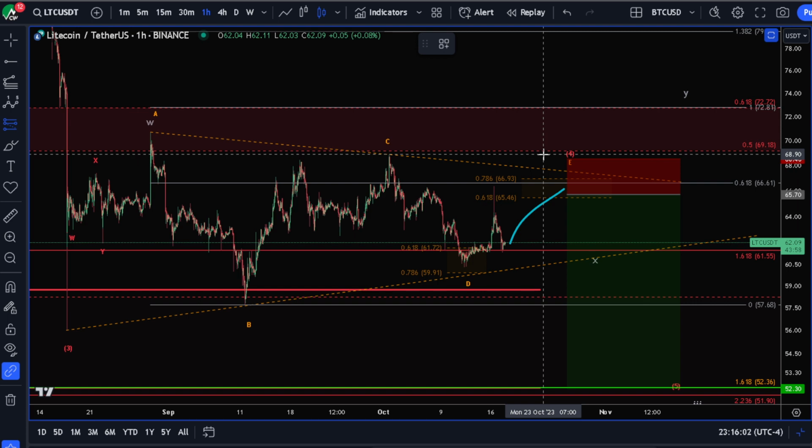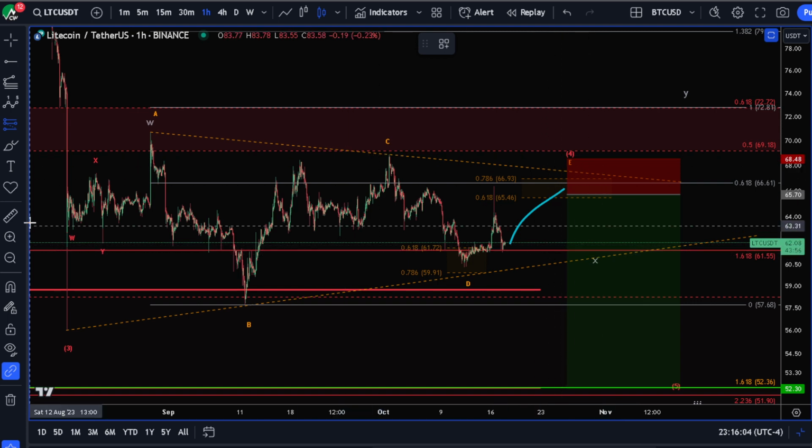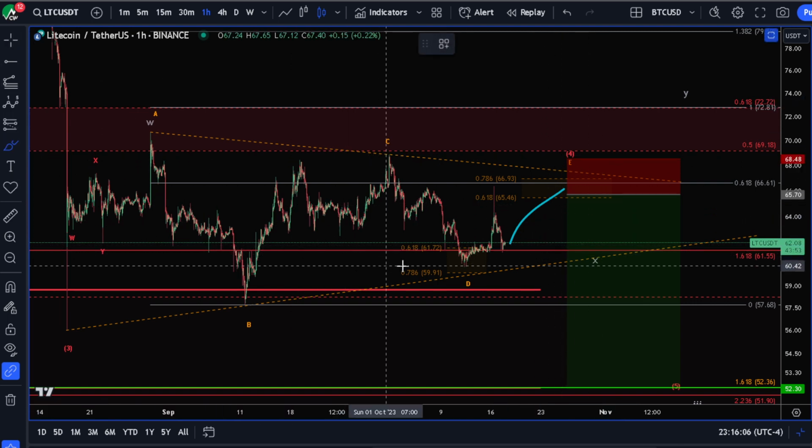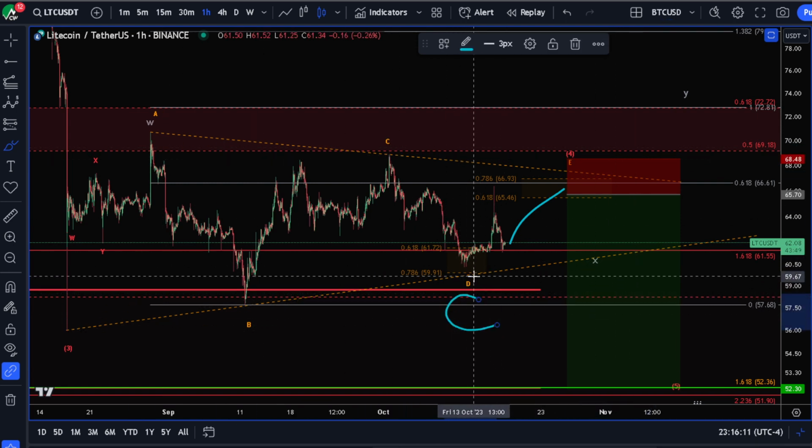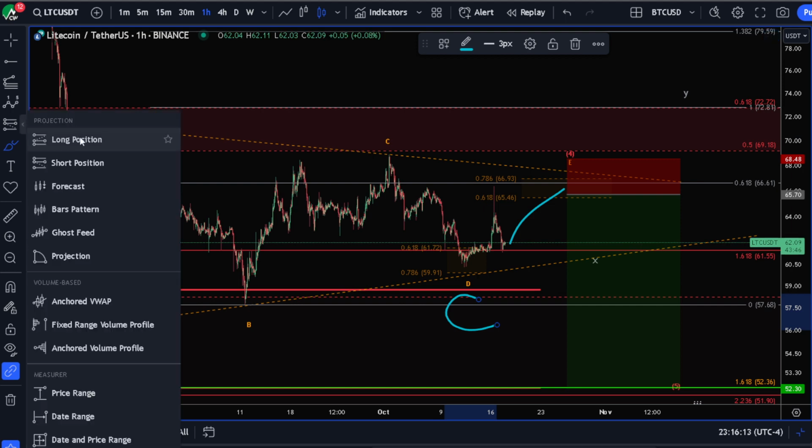But what I would do is take that short, and then as we came back down, this would end up being a B, C, D, E if we were going to the upside. So imagine this is the C wave in the triangle.